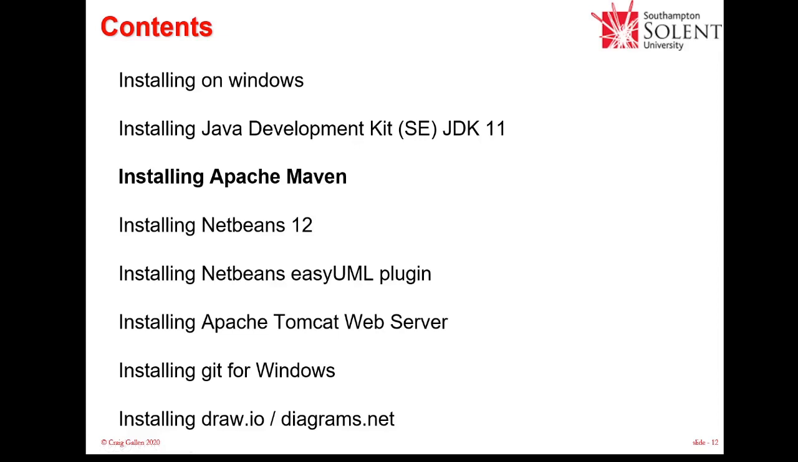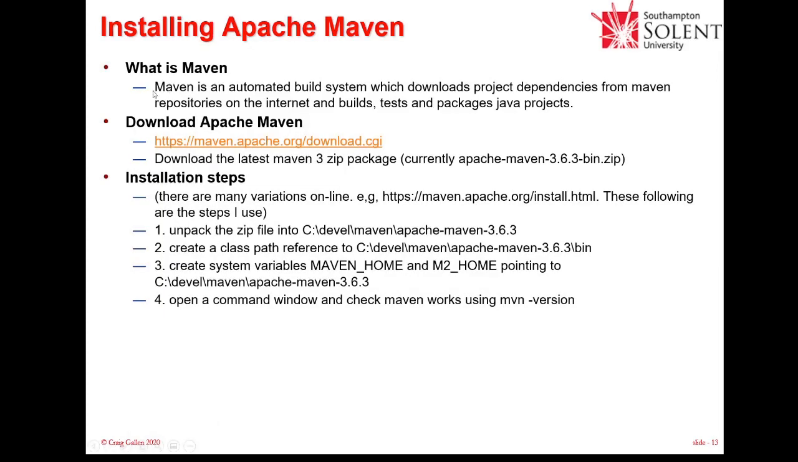So the next thing we need to do is to install Apache Maven, and we can only do this once we've done the JDK. So this is the next step. Okay, so what is Maven? Well, I'm not going to go into deep detail about it here, except to say that it's an automated build system which downloads project dependencies from Maven repositories, which are up on the internet, and builds, tests, and packages Java projects. Maven and Gradle, but initially Maven's very, very widely used.